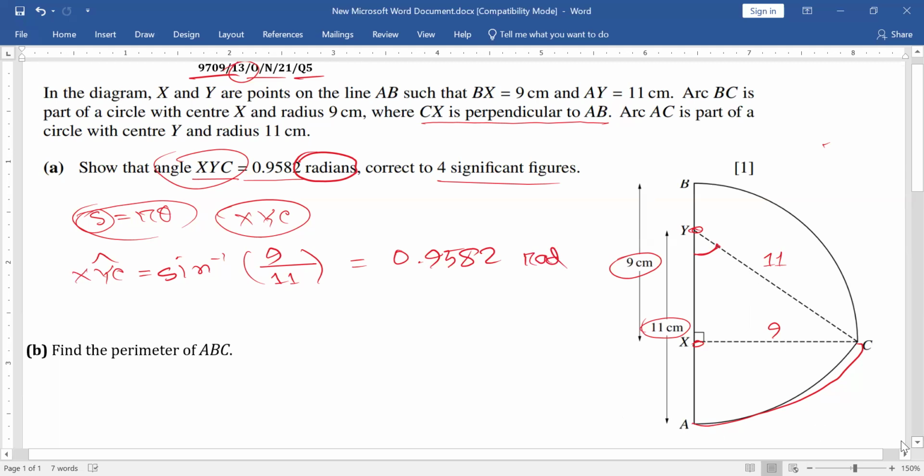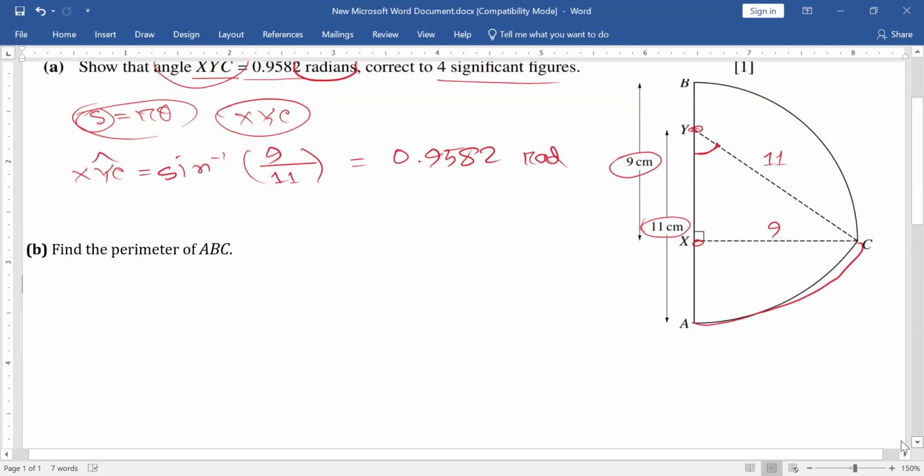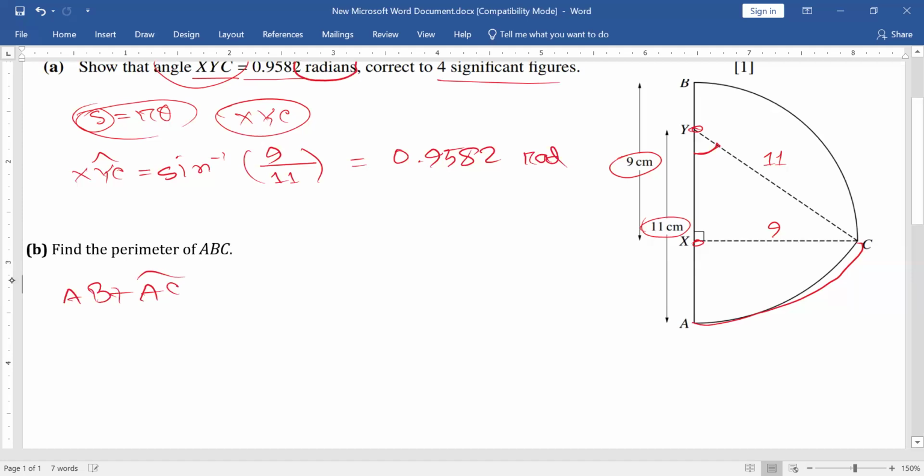Next problem, find the perimeter of ABC. We have to find the perimeter of this shape. In this shape, the boundary lines are AB plus arc AC and plus arc BC. But we cannot find the length of AB directly. We have to split this.